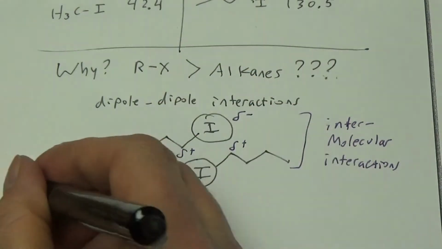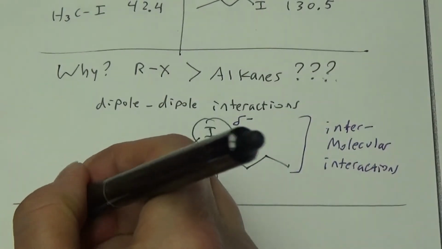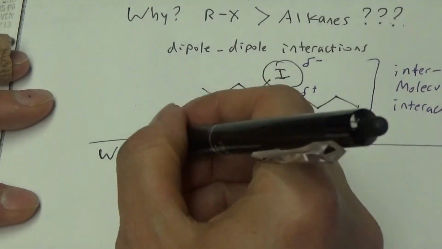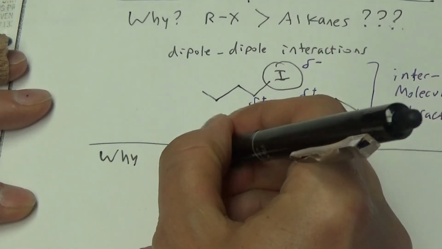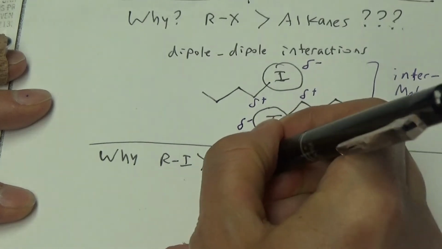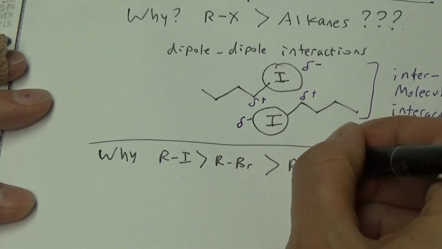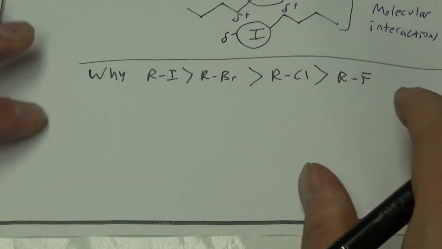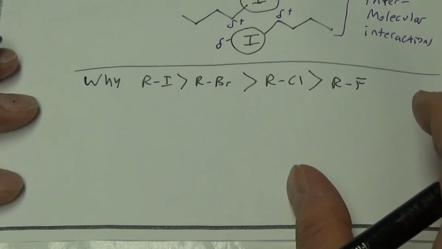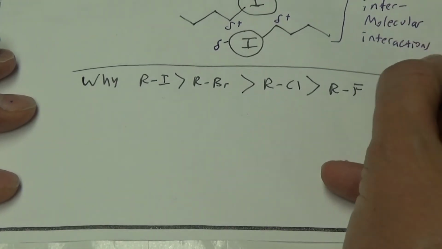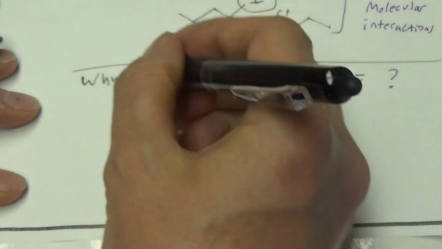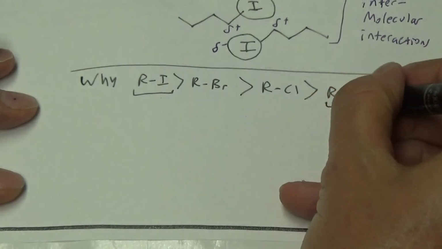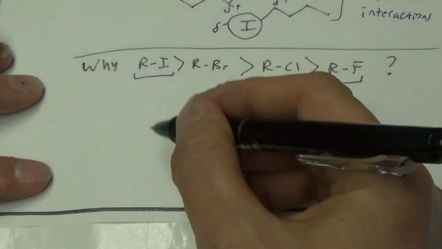And then the other question is, why are alkyl iodides greater than alkyl bromides, greater than alkyl chlorides, and greater than alkyl fluorides? What's the reason for that? Because we didn't explain that. Okay, so there's a couple reasons, and I'm going to try to just summarize them. I'm going to draw these kind of going downward.